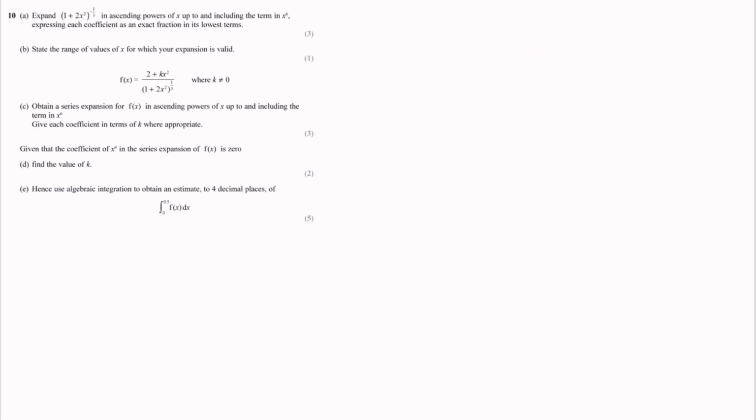Part C. Obtain a series expansion for f of x in ascending powers of x up to and including the term in x to the power of 6. Give each coefficient in terms of k where appropriate. So we need to do this expansion, and if we relate this to part A, this is the same as 2 plus k x squared multiplied by what we did in part A, which is 1 plus 2x squared to the power of minus 1/3.